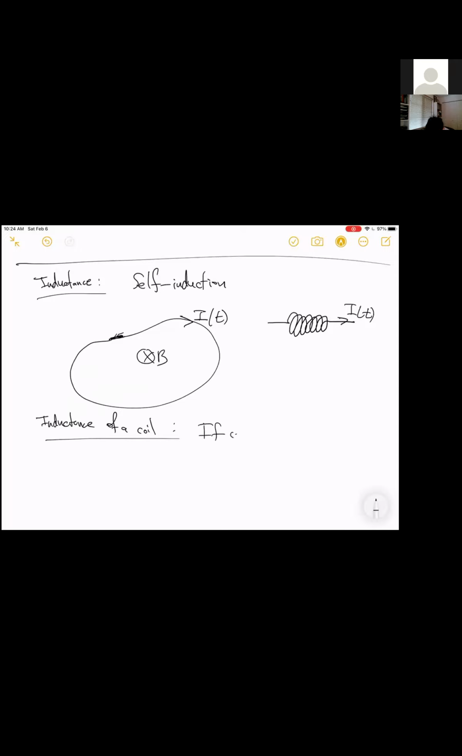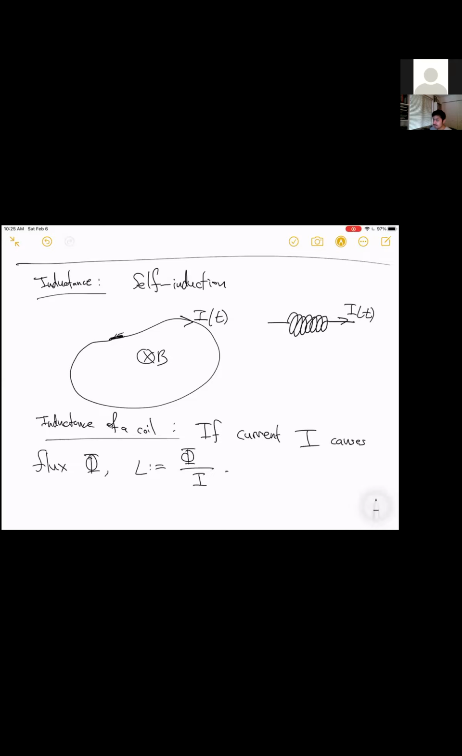So if current I causes a magnetic flux phi, then L is defined to be phi over I. Maybe let me write this a bit better. Then the inductance is defined to be the flux divided by the current.